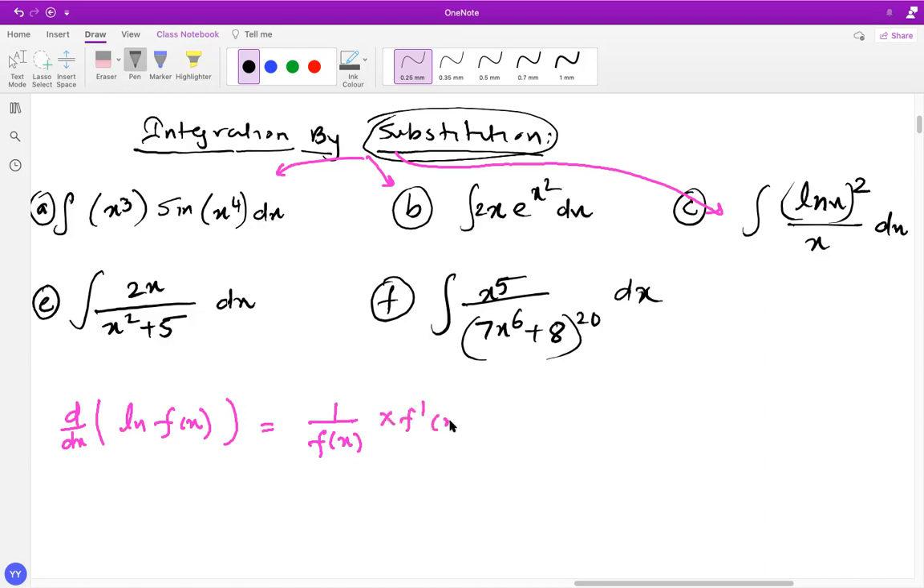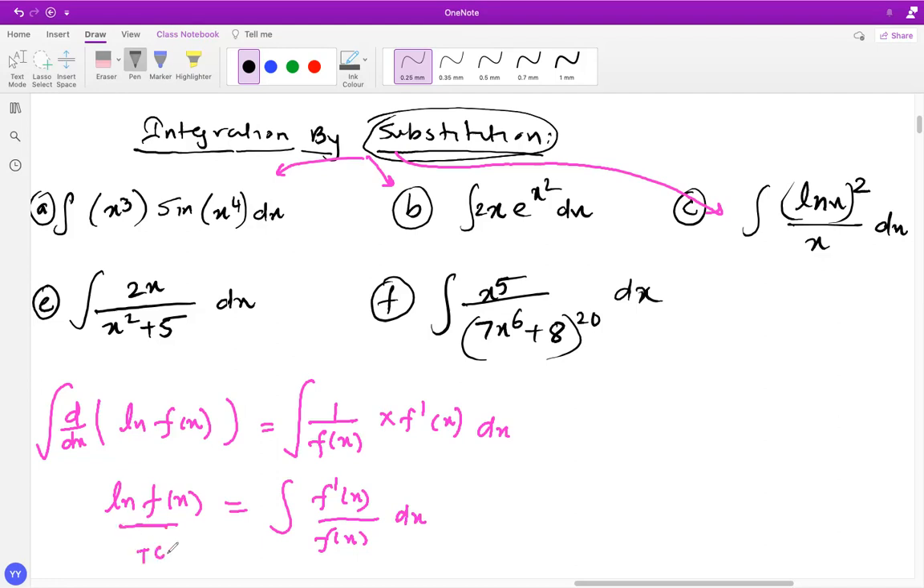So the first technique that you use in substitution is that if I have a function in the numerator and a function in the denominator, and the numerator is the derivative of the denominator, the integration is straight away nothing but the ln of the function. So if you have f dash x over f of x, the integration of this is ln f of x plus c.